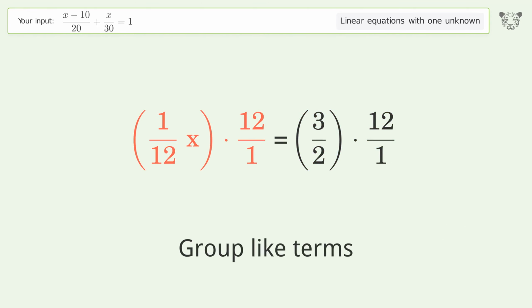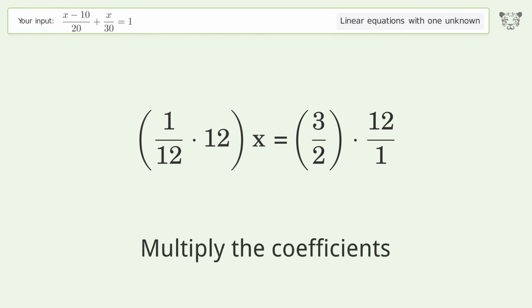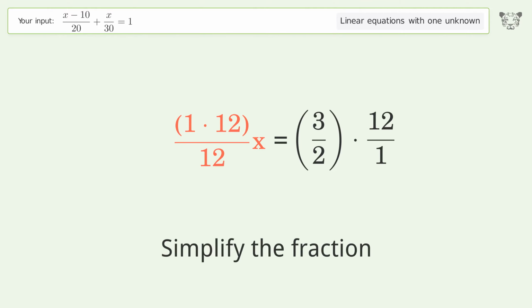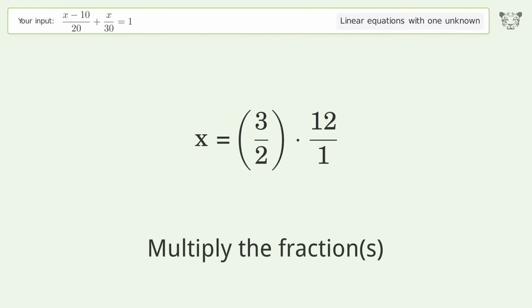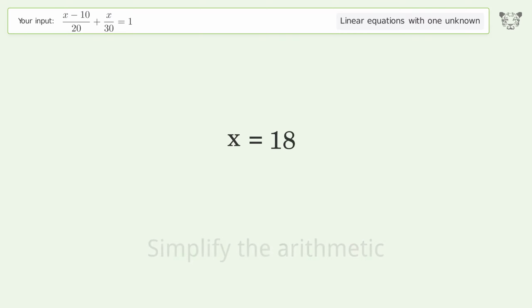Group like terms. Multiply the coefficients. Simplify the fraction. Multiply the fractions. Simplify the arithmetic. And so the final result is x equals 18.